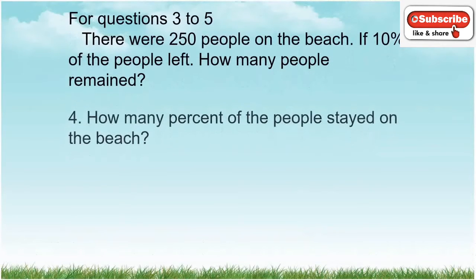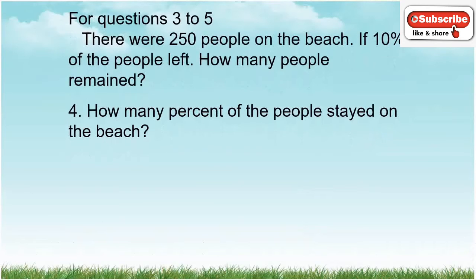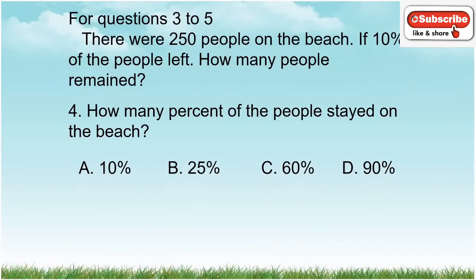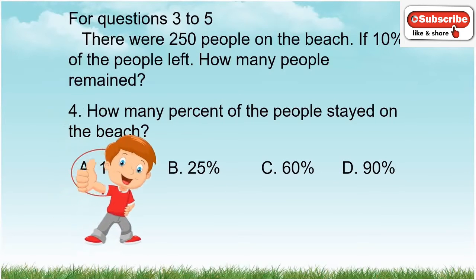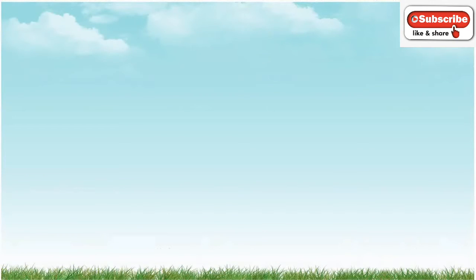Number 4. How many percent of the people stayed on the beach? A. 10%, B. 25%, C. 60%, or D. 90%. What is your answer? The answer is letter A, 10%. Very good. You're doing great.